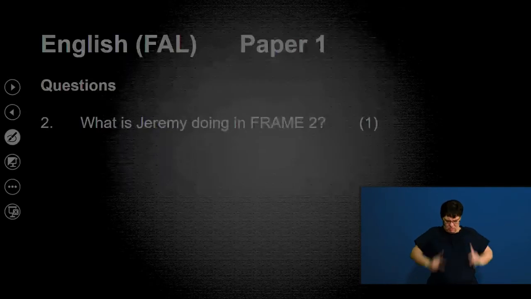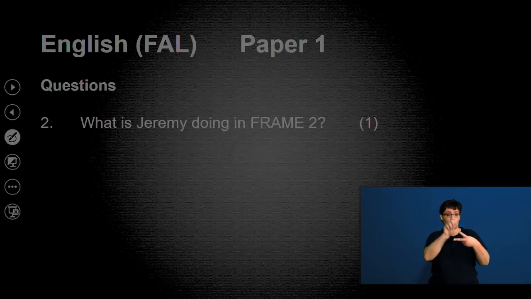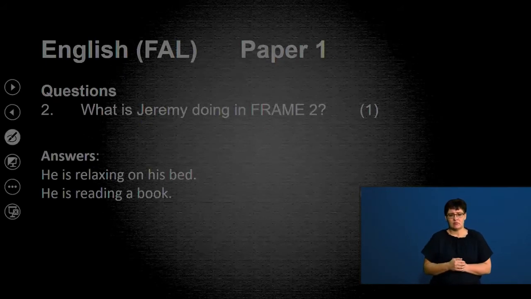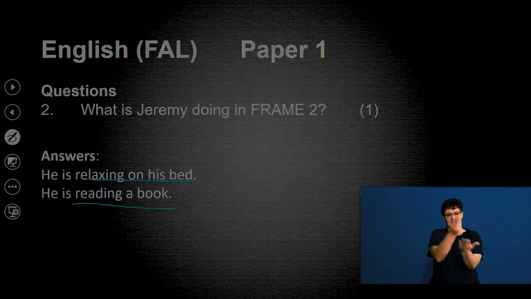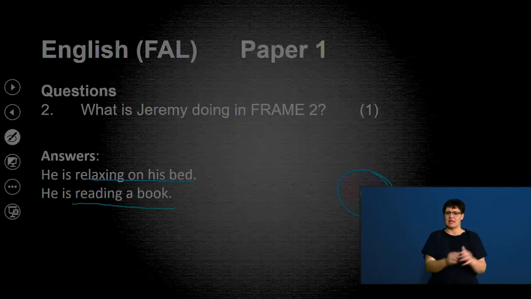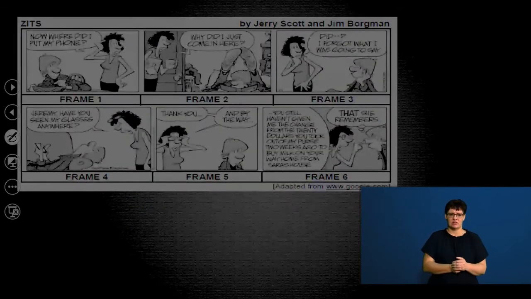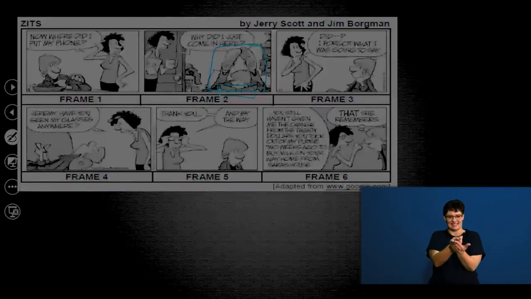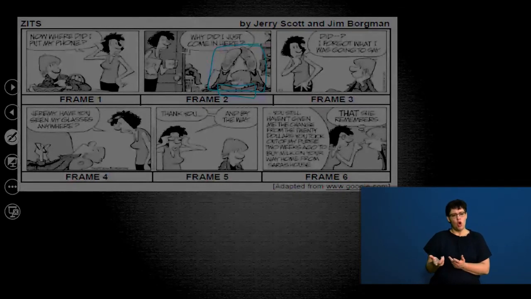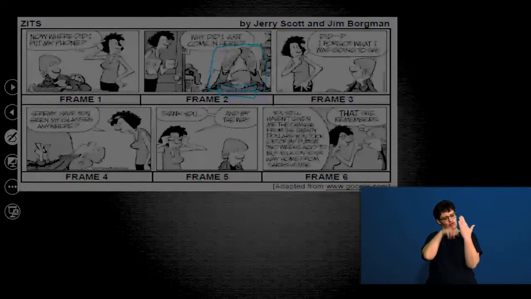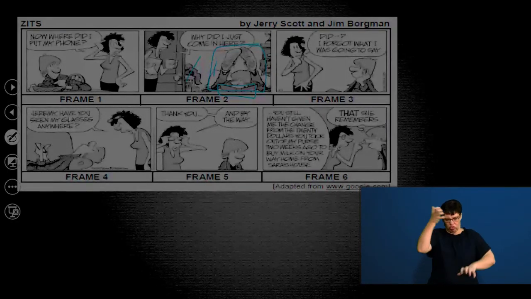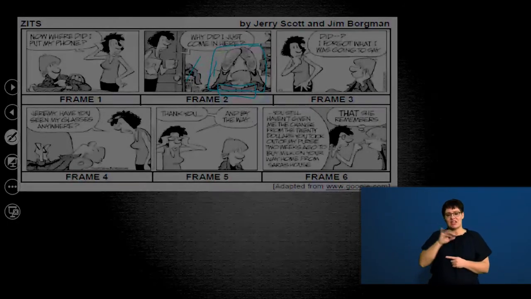Okay, then question 2. What is Jeremy doing in frame 2? The answer here is he is relaxing on his bed. He is reading a book. It's only 1 mark, so you could have had either, and you would receive 1 mark for this question. So let's look at frame 2. There's Jeremy here. So yes, he is on his bed. This does look like a book here. So he was obviously reading before he was interrupted by his mum. And there, I think that's a pillow, and there's an untidy teenager's room with laundry, and Jeremy is on his bed reading, which is accurate.